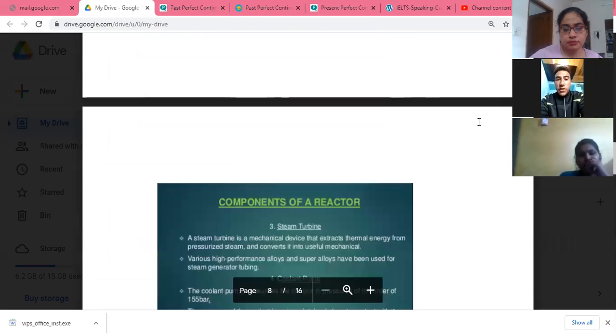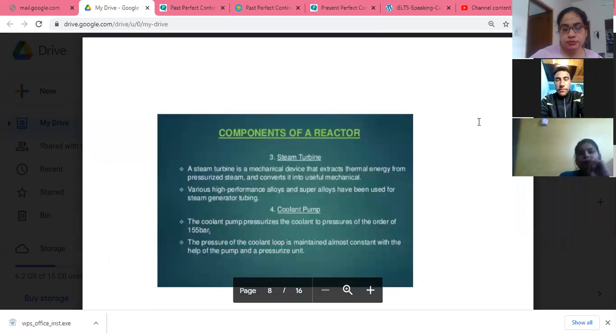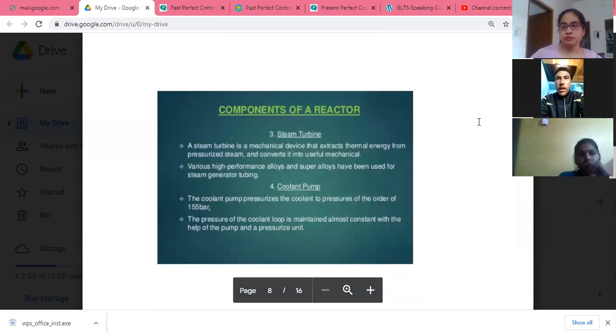The third one is the steam turbine. A steam turbine is a mechanical device that extracts thermal energy from pressurized steam and converts it into useful mechanical work. Various high performance alloys and super alloys have been used for steam generator tubing.